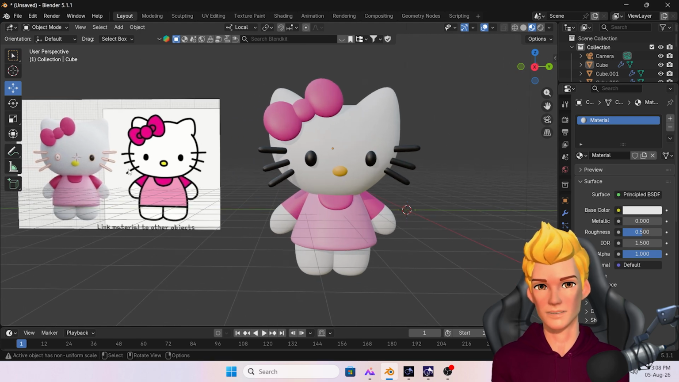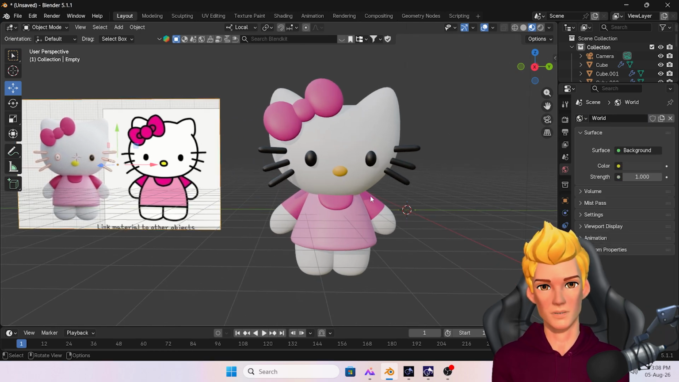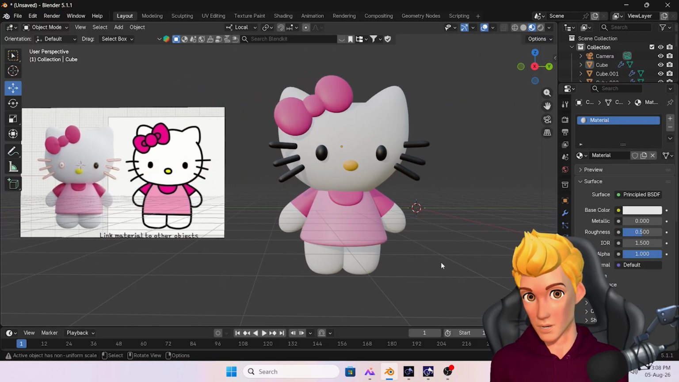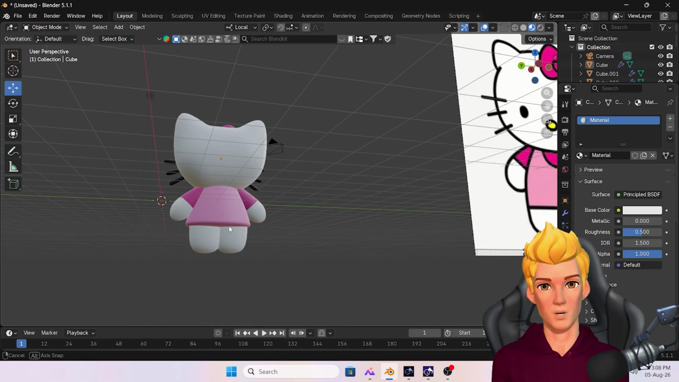Hello friends, that's it. So this was the reference I was using, and this is our model. This is a very easy model for beginners who are starting to learn 3D.